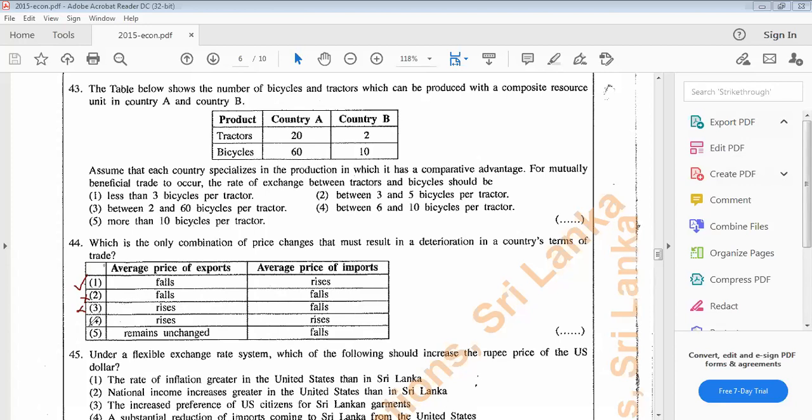See the fourth one, export price increases, import price increases. That also may increase the TOT. Fifth one, export price remains constant, import price decreases. So that will increase the TOT. Therefore, first is the correct answer. Are you okay? Sure?